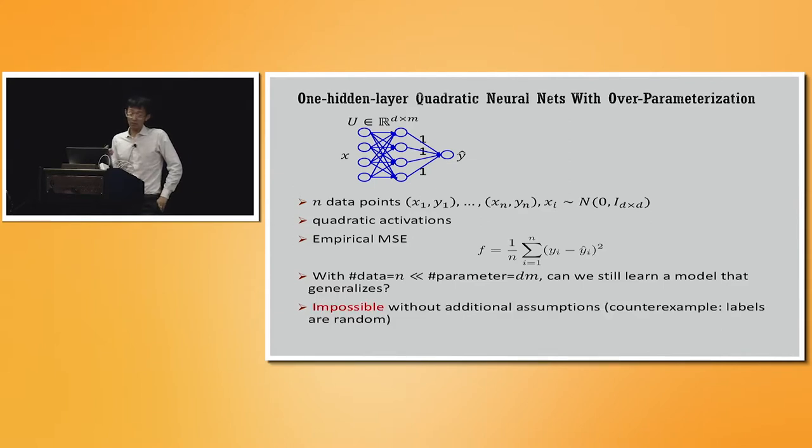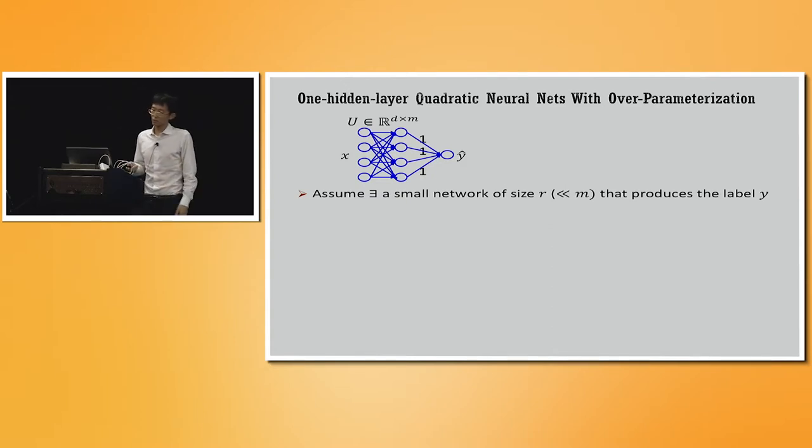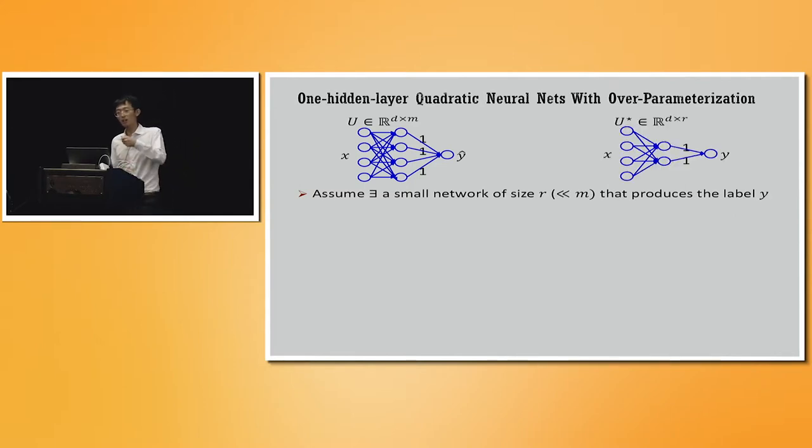And the answer is yes. But we need additional assumptions. It's impossible without additional assumptions, because if the labels are random, then there's no hope you can generalize with so few labeled data points. So what are the assumptions? As alluded to before, the assumption is that the labels are of intrinsic low complexity. So assume that there exists a small network of hidden size r that can produce the label. So this is how the label is produced. You have a U star, which is of smaller size, and it produces the label, let's say exactly.